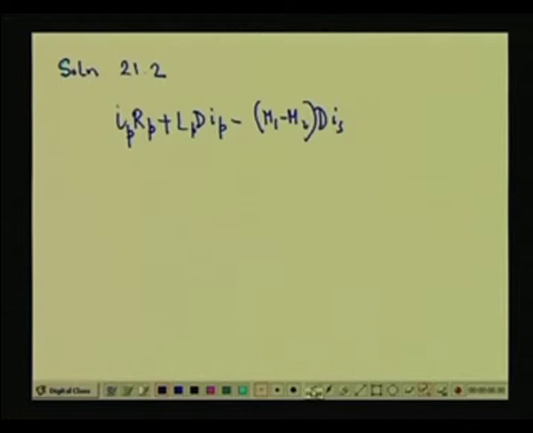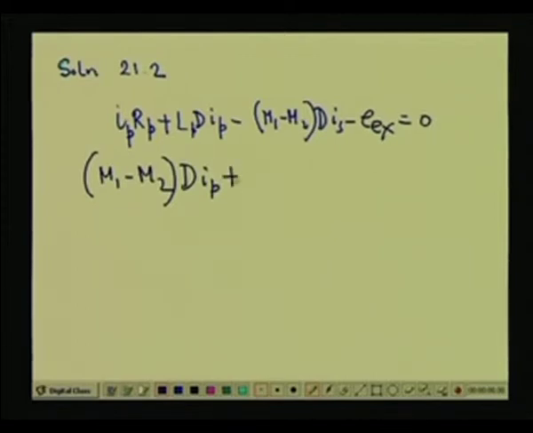Right. Let us take the pen again, fine. The term with di_s minus excitation voltage equal to 0, and M1 minus M2, in the secondary side also we can write into di_p, the color of the pen changed, it does not matter, (Rs plus Rm) into Is plus 2 Ls dis is equal to 0.